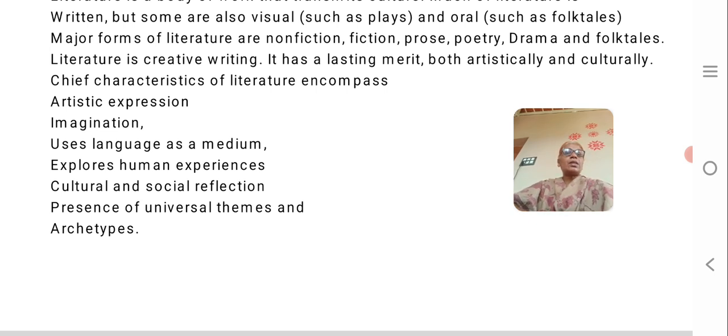Some of the chief characteristics of literature are that it has artistic expression, imagination, and it uses language as a medium. Literature explores human experiences, it reflects cultures and societies, it has universal themes and archetypes. So, literature can also be categorized by genres. Some of the important genres are science fiction, fantasy, romance, mystery, etc.